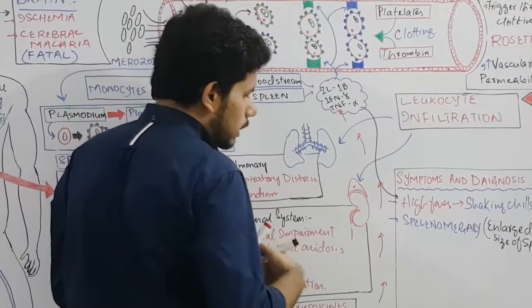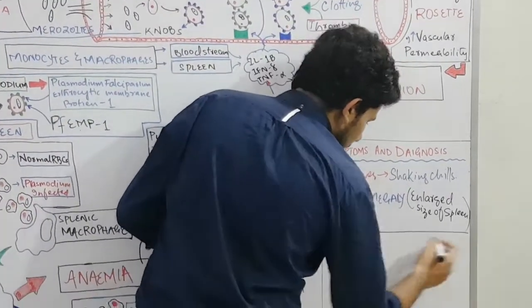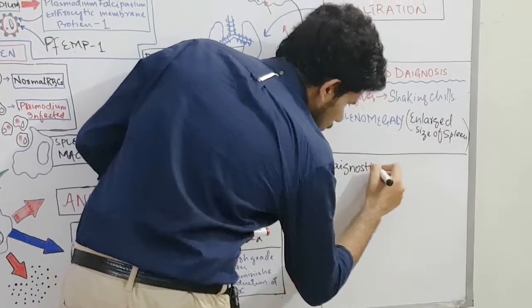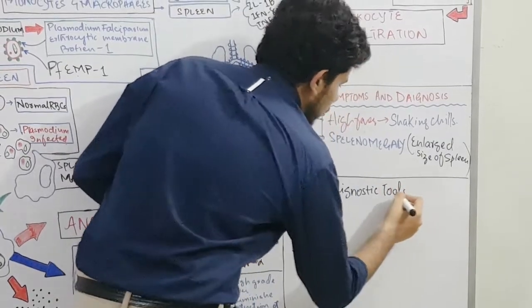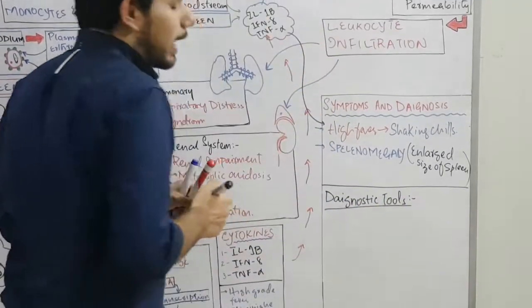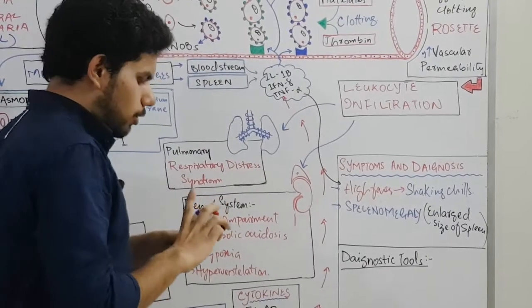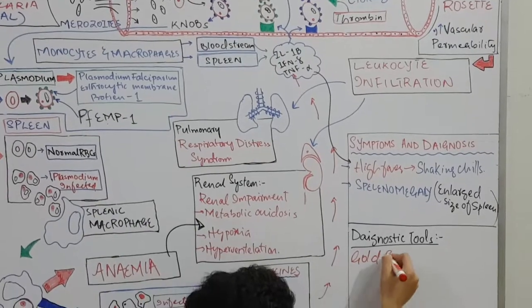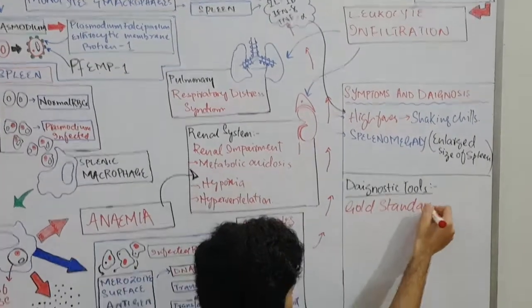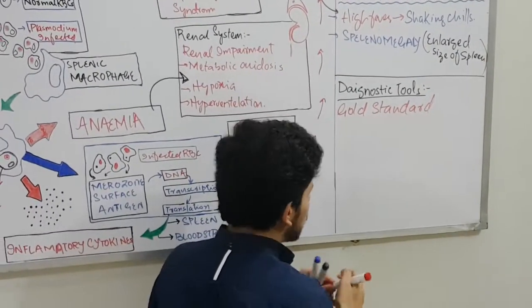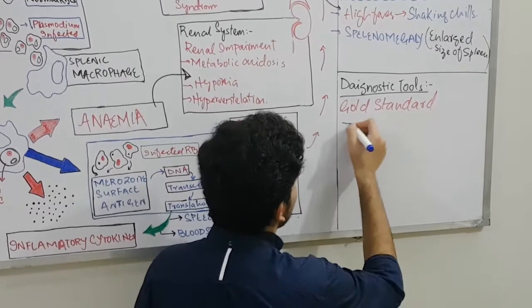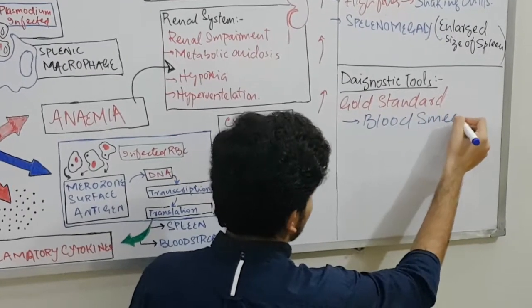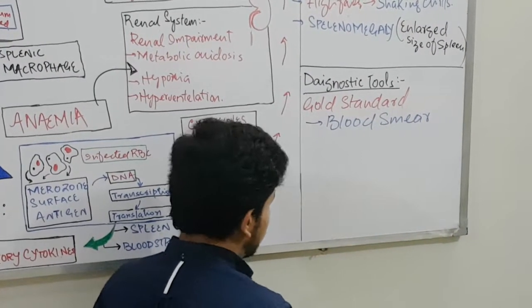Now if we go into the deep detail of diagnostic tools for malaria. What are the main diagnostic tools for malaria? According to CDC, Center of Disease Control, the gold standard for malaria diagnosis is peripheral blood smear, which is done under the microscope.